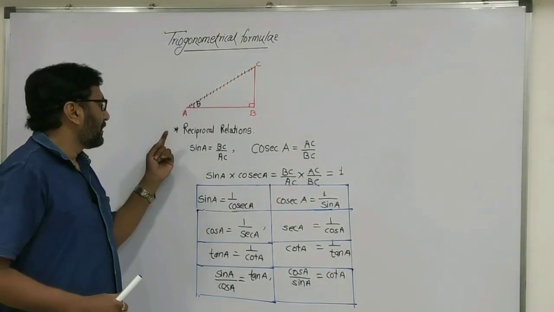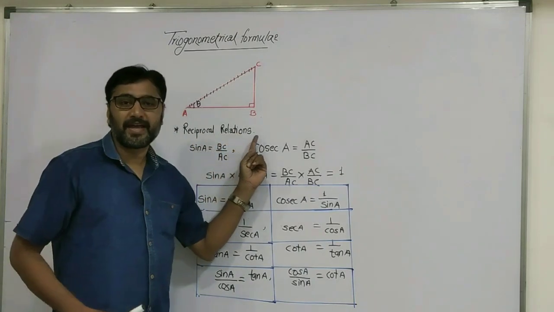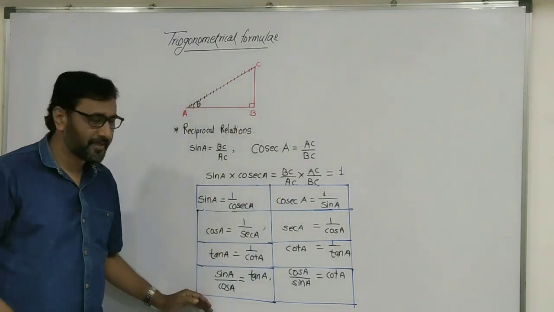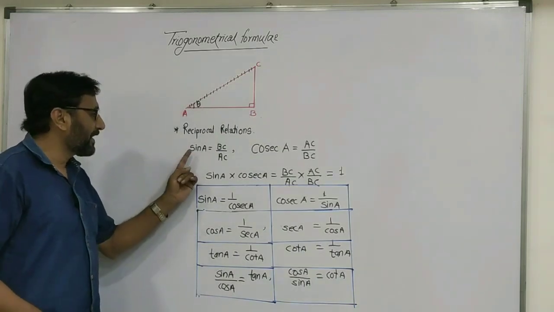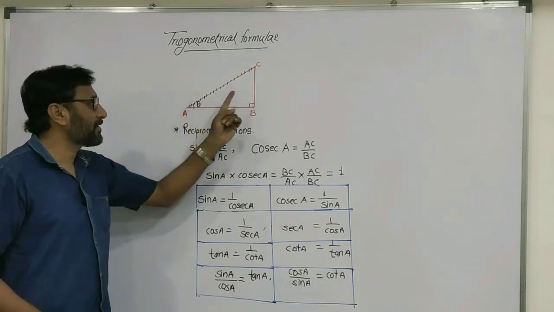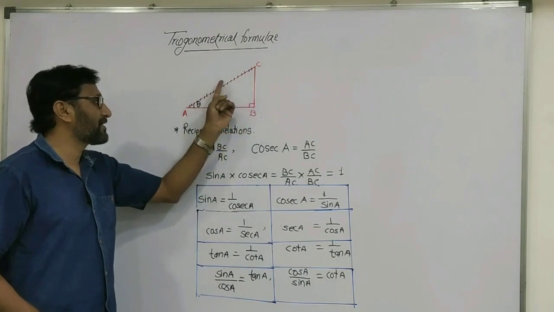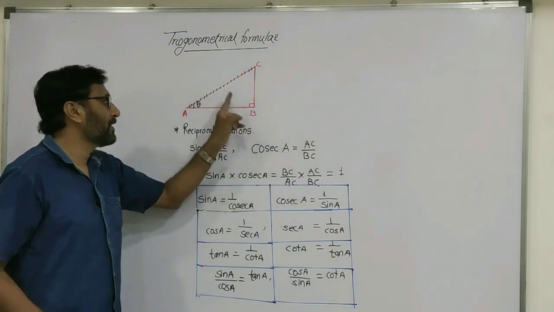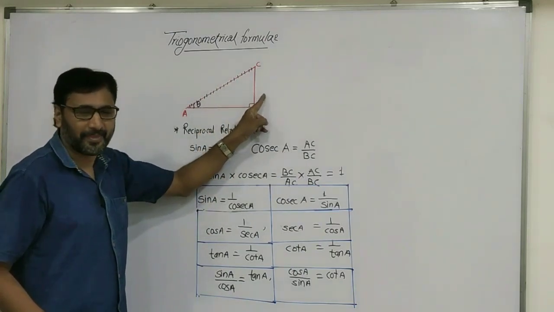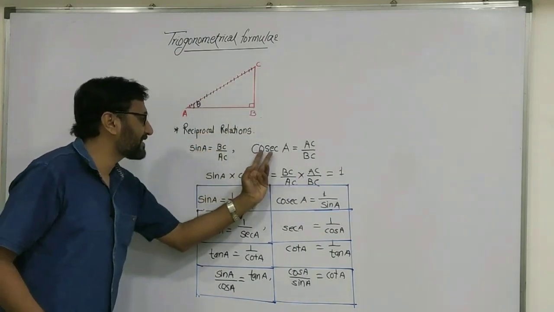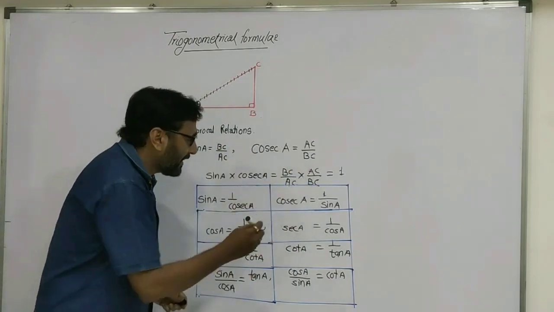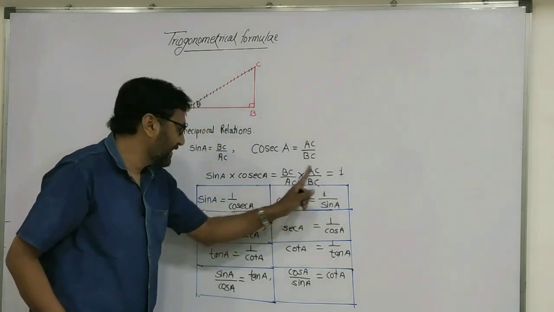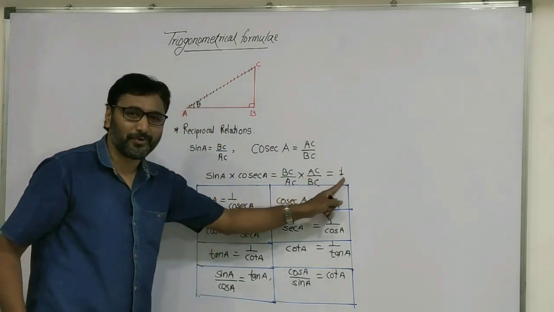Now, reciprocal relations between sine and cos. These are the very important identities. See, you know, if you take sine A is equal to perpendicular upon hypotenuse, or BC upon AC, while cosec A is equal to AC upon BC. If I multiply left hand sides and right hand side, what will happen? AC get cut, BC get cancelled, you will get 1. So sine A into cosec A is equal to 1.